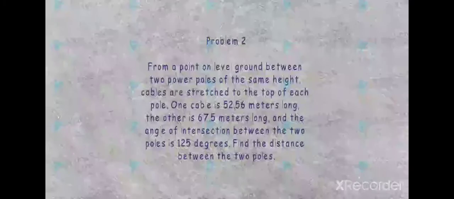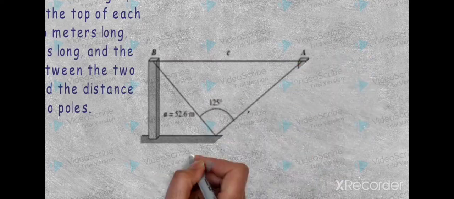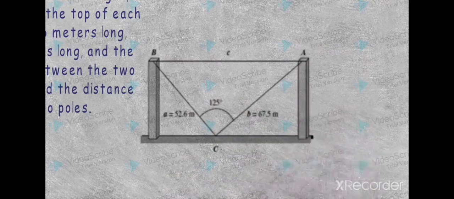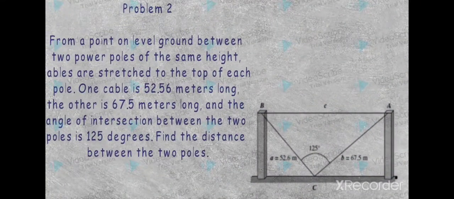Let us show an illustration first. In the illustration, we have a, which is equal to 52.6 meters, and b is equal to 67.5 meters. The angle between a and b is 125 degrees.